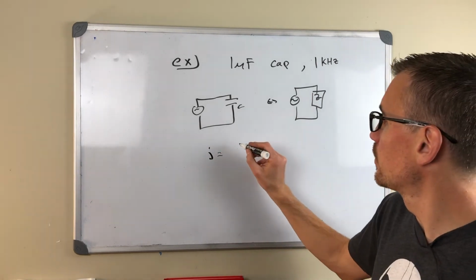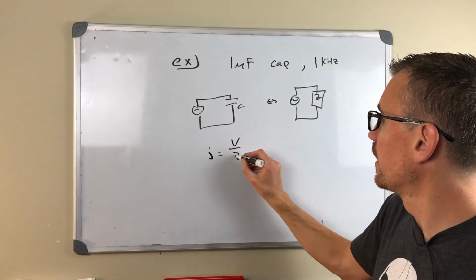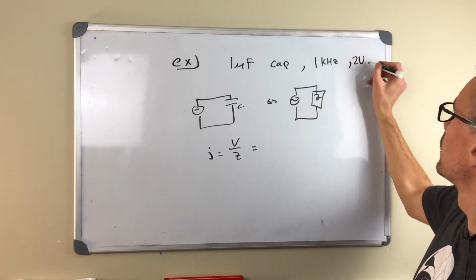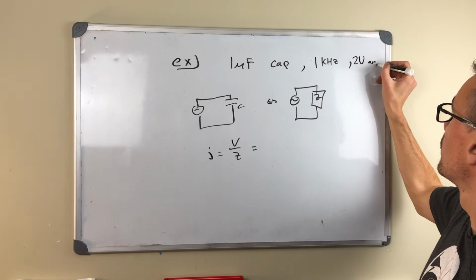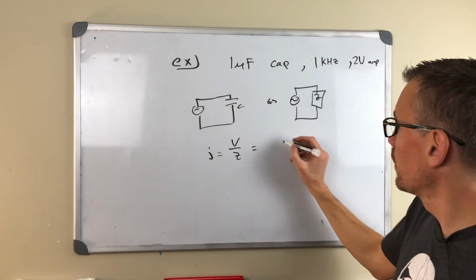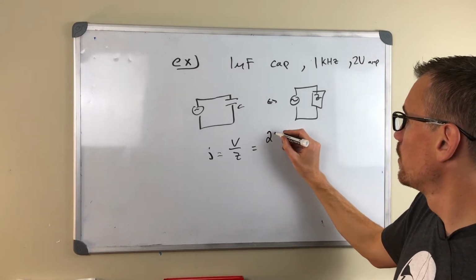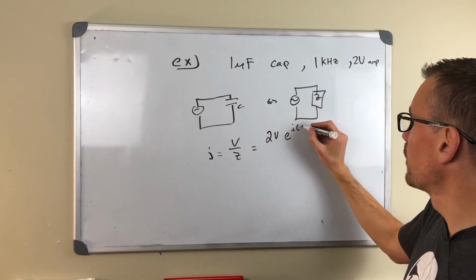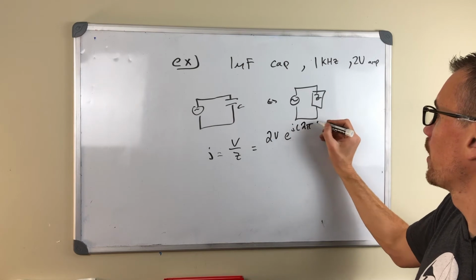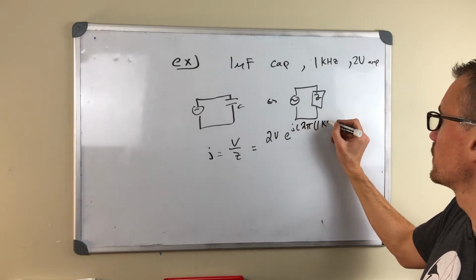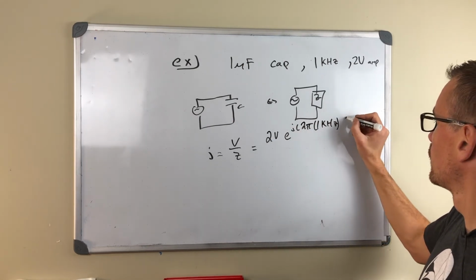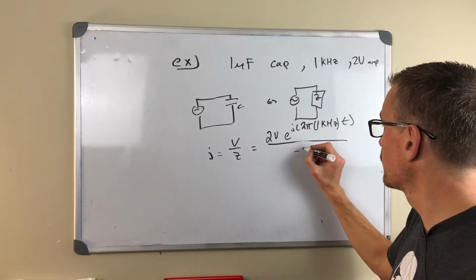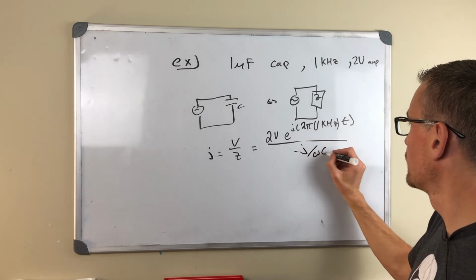Well, I is equal to V over Z. And in this case, I have V naught. Let's just say it's a 2 volt amplitude, so 4 volts peak to peak sine wave. So it's going to be 2 volts times e to the j omega t. We'll just leave it as omega. It's 1 kilohertz. Let's just write that: 2 pi times 1 kilohertz times time, divided by Z, which is negative j over omega C.